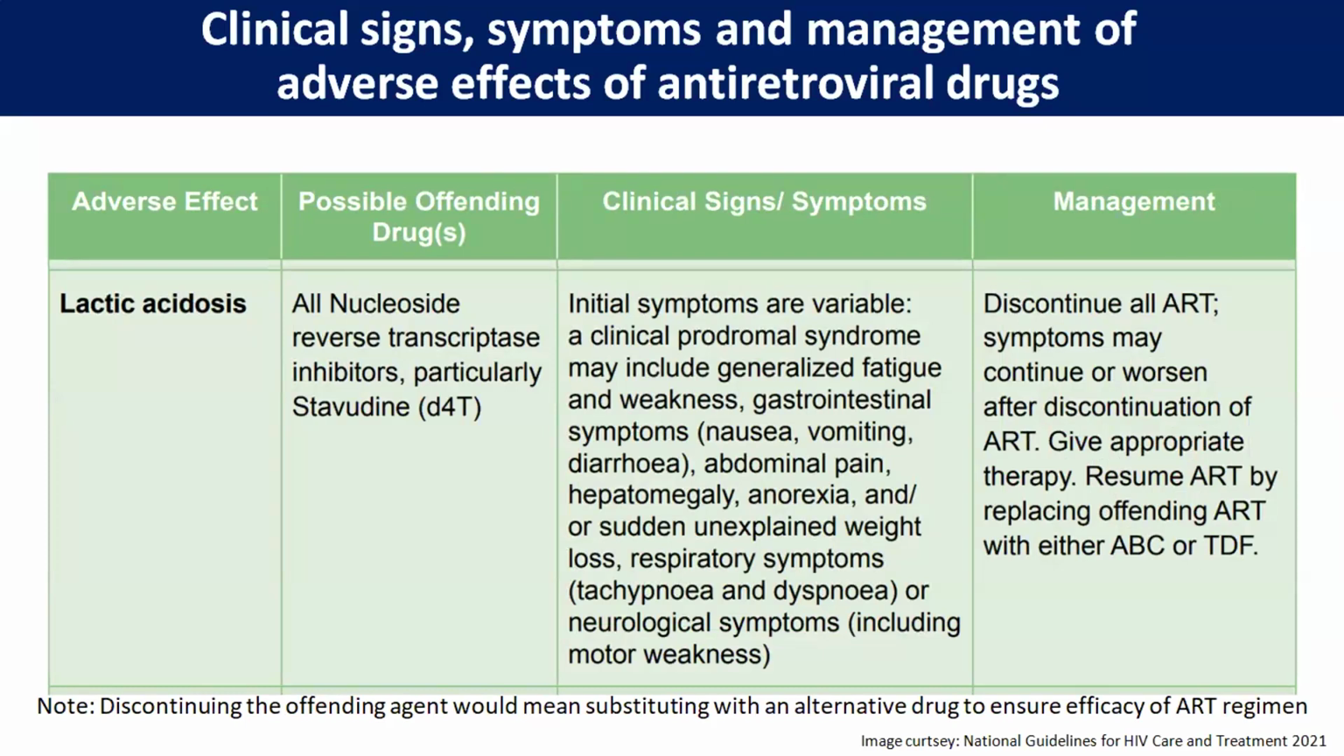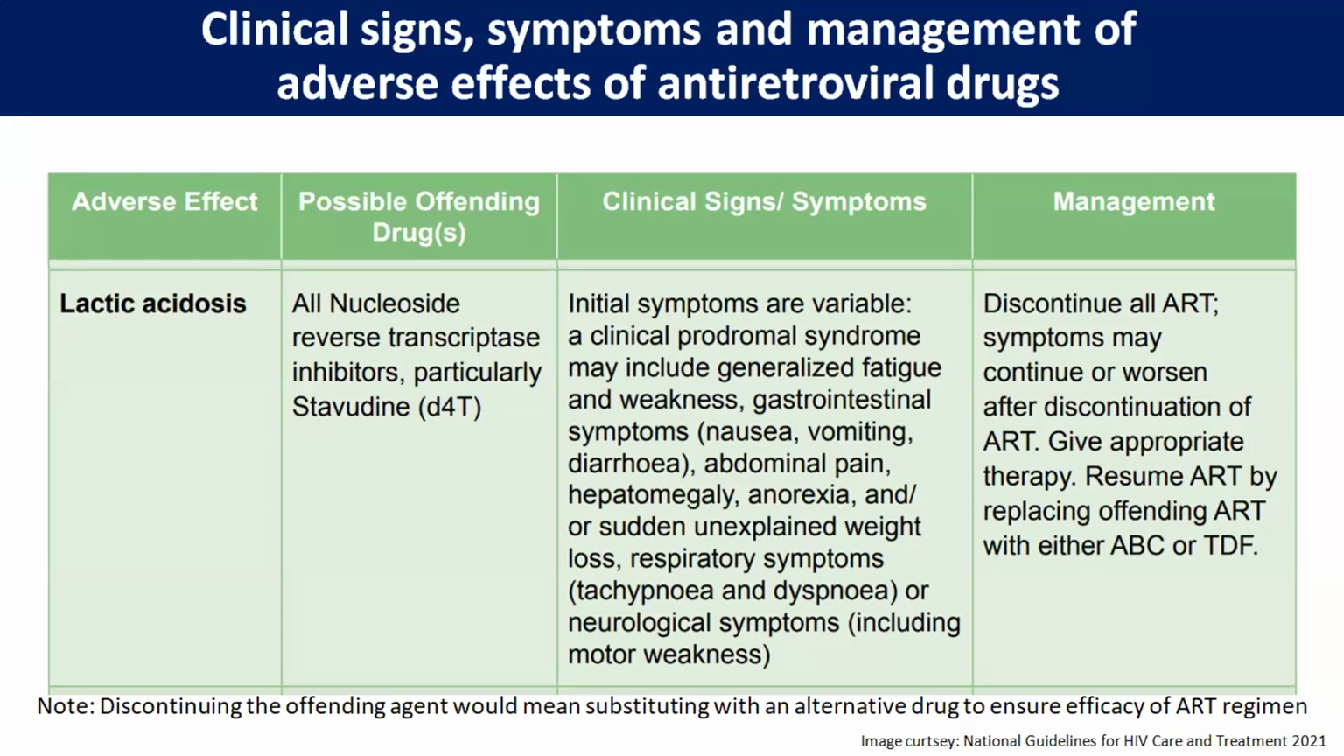So symptoms of lactic acidosis are very critical. You have to identify them. If you do not have a mind to identify the symptoms of lactic acidosis, you may miss it. Sometimes the patient may present with uremic-like symptoms, nausea, vomiting. Sometimes, due to acidosis, there may be fatigue along with vomiting. Sometimes there may be cramps and abdominal pain. So hepatomegaly, anorexia, sudden unexplained weight loss. Sometimes the patient may present with respiratory distress, tachypnea, dyspnea, and neurological symptoms. Sometimes it may produce seizure also.